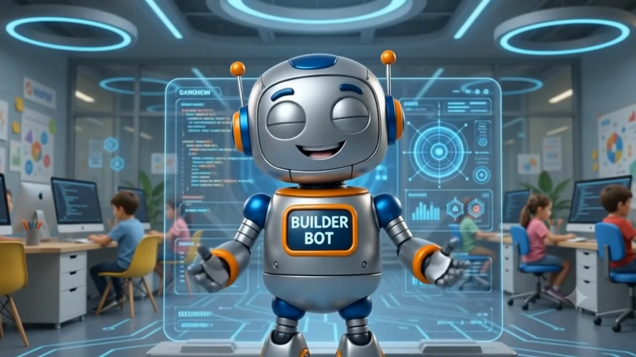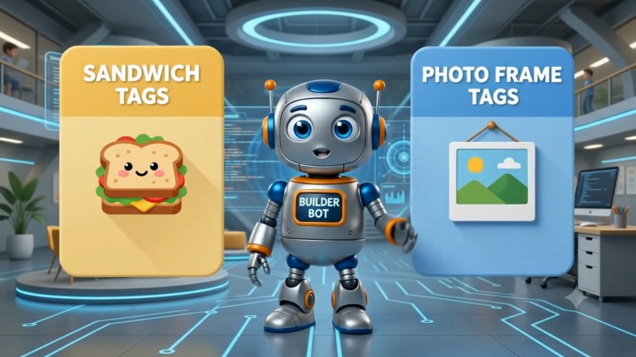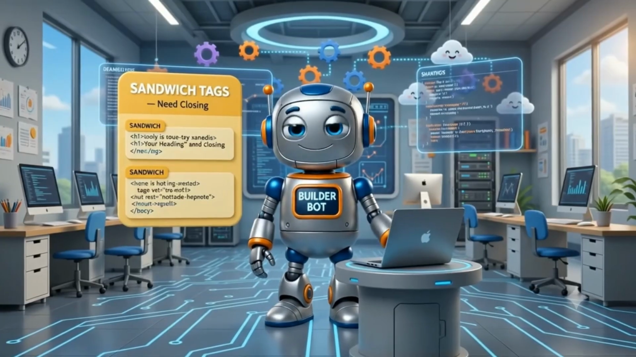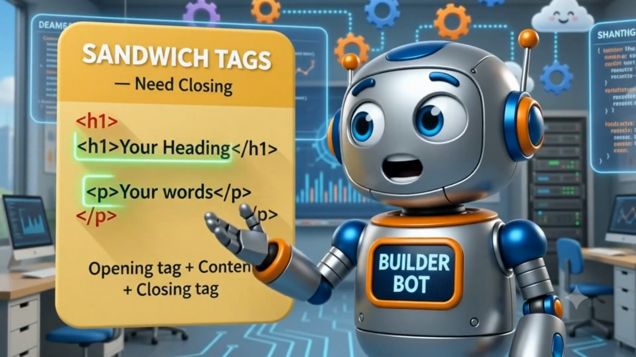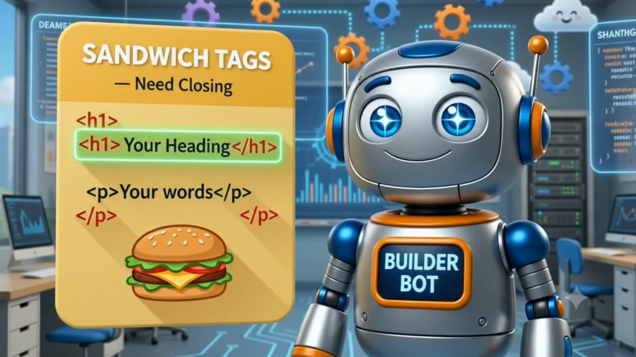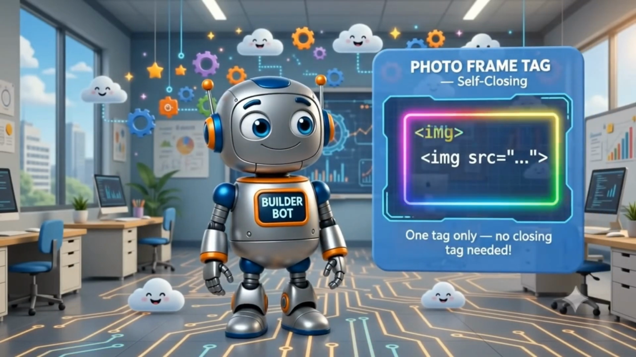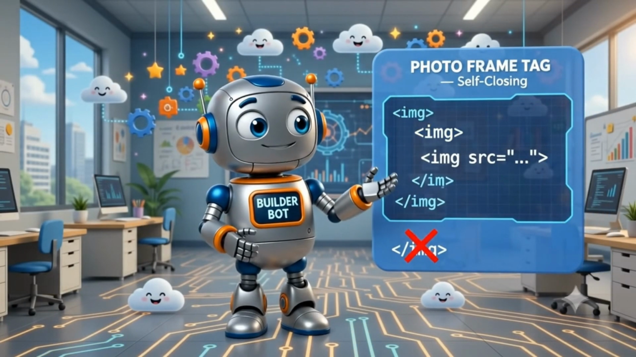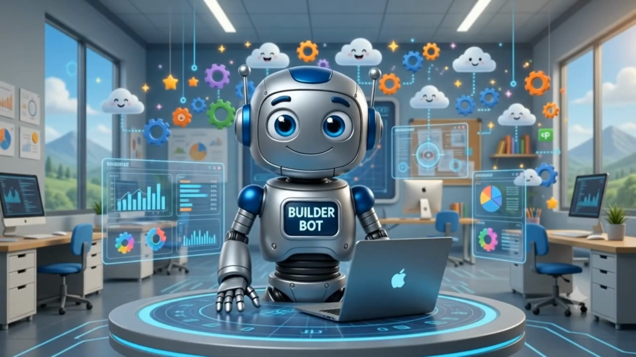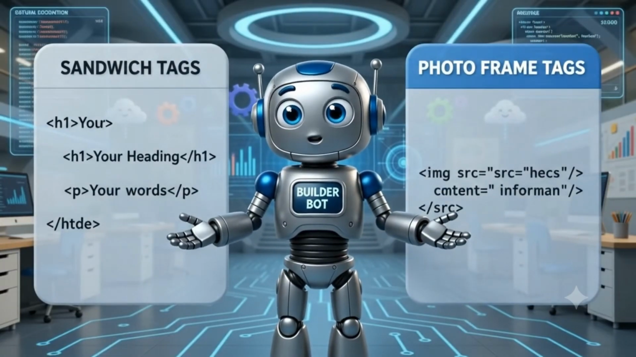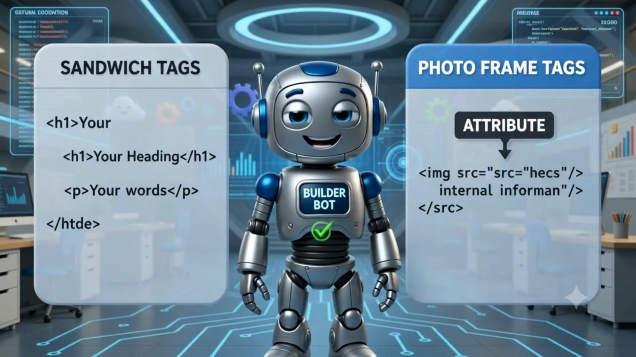Before we finish, let's remember the difference between our two types of tags now. Sandwich tags need a closing tag. The content goes in between the two tags. Photo frame tags use one tag only, no closing tag needed. The information goes inside the tag. Sandwich tags have content in between. Photo frame tags carry their information inside, using something called attributes, like src.